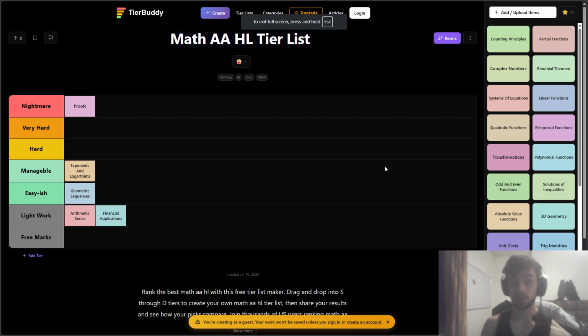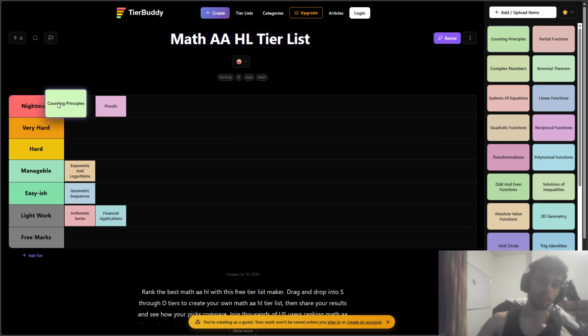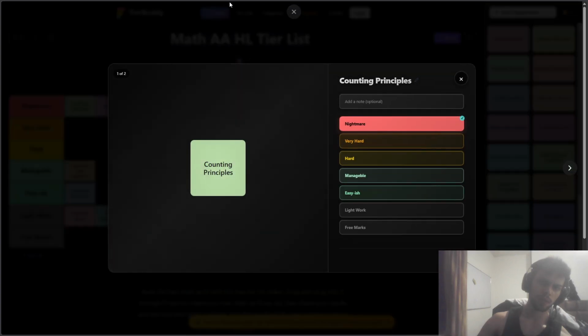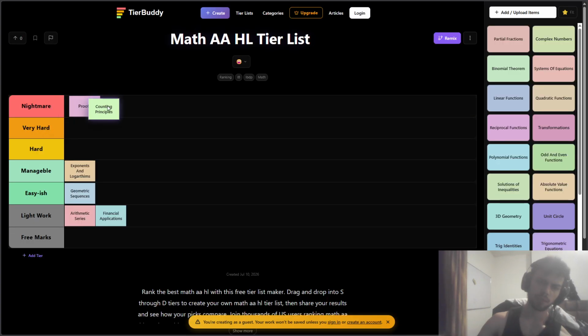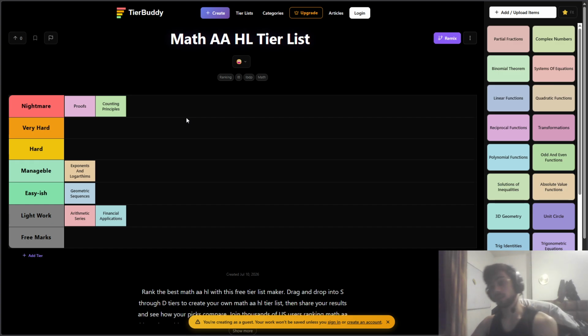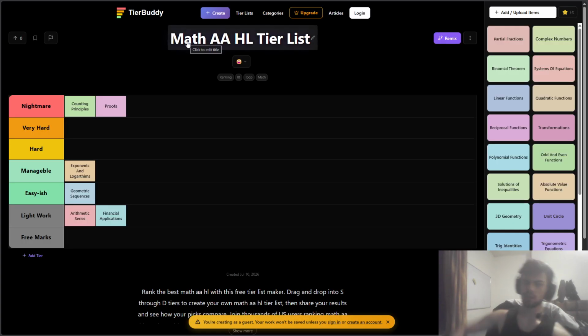Exponents and logarithms: manageable but really, really fun to do. Counting principles, nightmare, garbage, probably harder than proofs, if not the same. I don't know if I want to put it harder than proofs. This was a nightmare. I still don't understand counting. The single question I didn't solve in paper 1, section A was a counting question. Yeah, that was garbage.